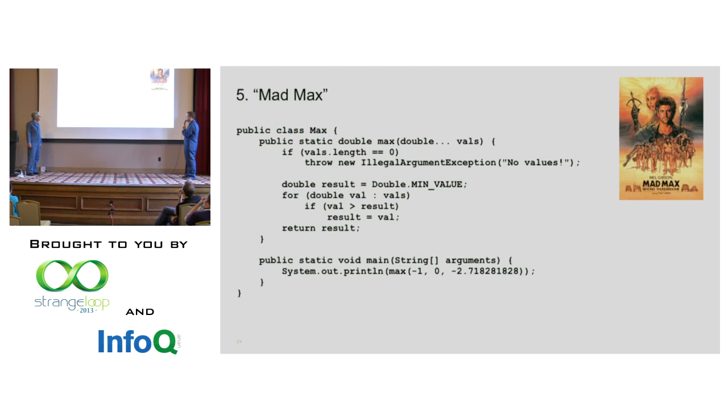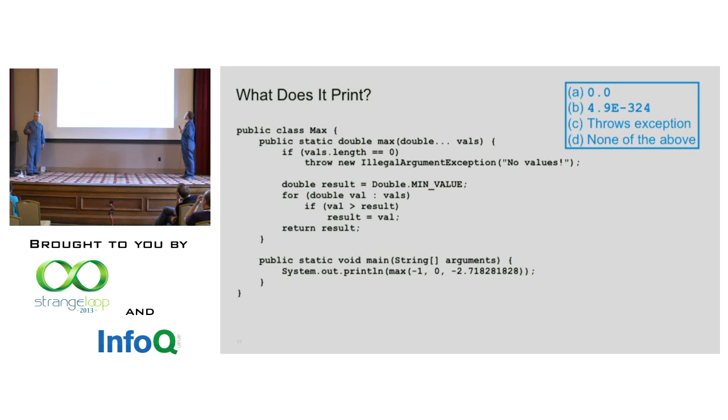Well, that makes sense. It is the maximum of its arguments. Let's find out what our audience thinks. How many people agree with my brother that this program will print 0.0? It's floating point, so that's the way it prints it. What else could it be, right? How many people think that this program will print 4.9 times 10 to the negative 324th? I think you're making these too easy.